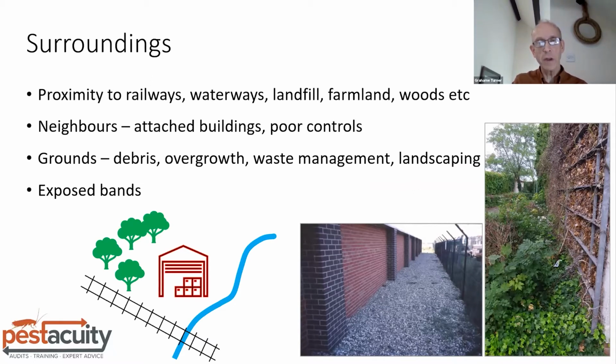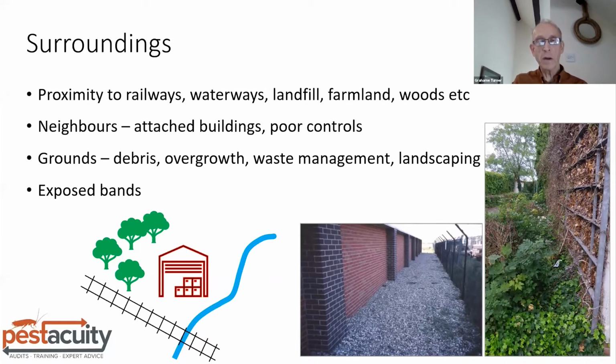You might have rats coming in from railways or waterways or landfill, your flies coming in from landfill, etc. Farmland can be a similar source. Neighbours, if you've got attached buildings like you might have in the middle of the city, then pests can run through them. You might get cockroaches or mice running through from one building to the other.